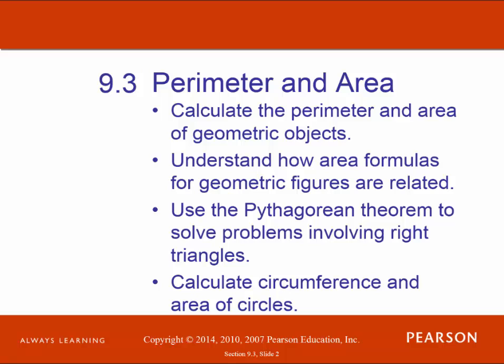So the objectives for this lesson are the following. We're going to calculate the perimeter and area of geometric objects. We're going to understand how area formulas for geometric figures are related. We're going to use the Pythagorean theorem to solve problems involving right triangles, and then we're going to calculate circumference and area of circles.